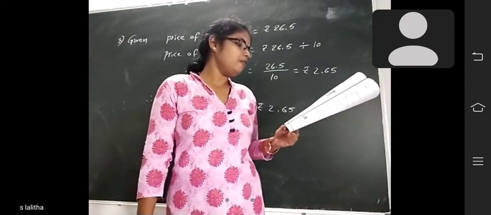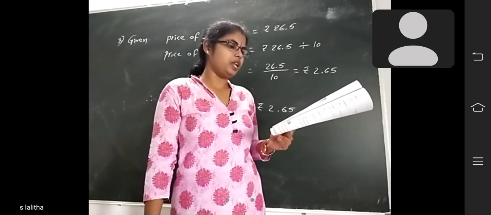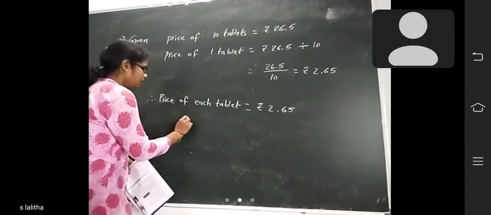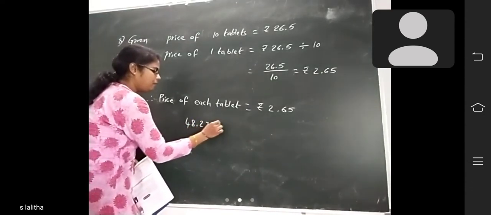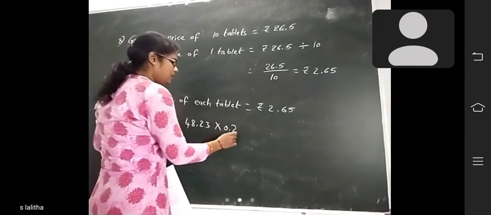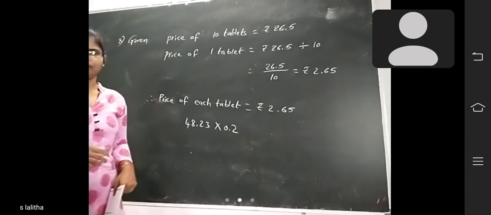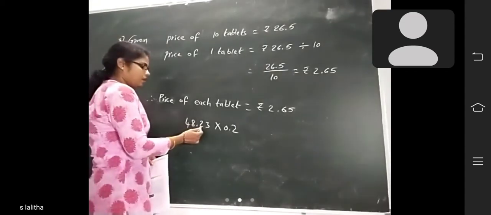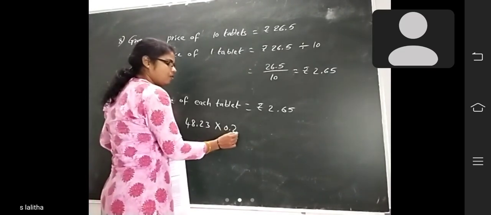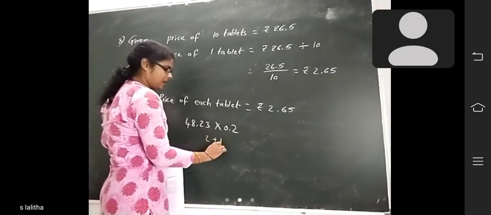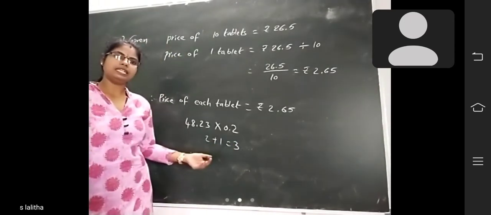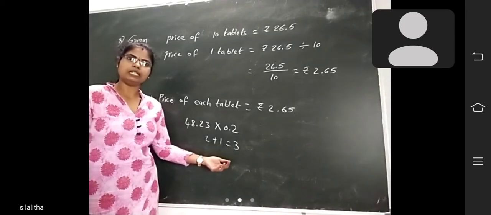Next, the number of decimal places in the product of 48.23 into 0.2. What is the product's number of decimals? You have to find it. So here the decimal point is after how many digits? 2 digits. Here 1 digit. 2 plus 1, how much? 3. Okay.